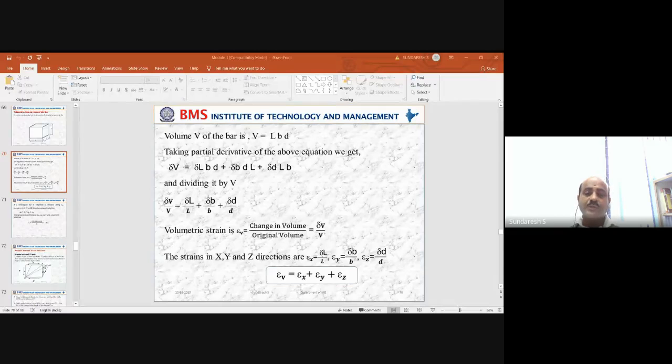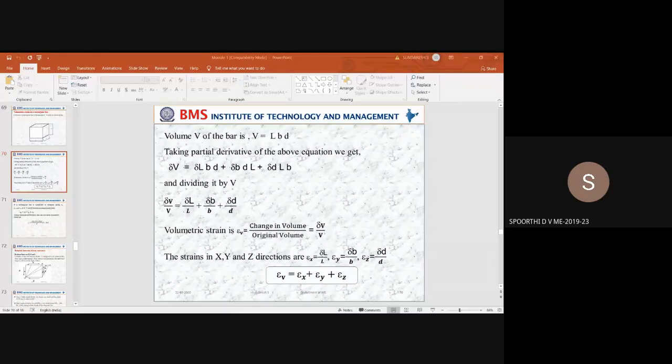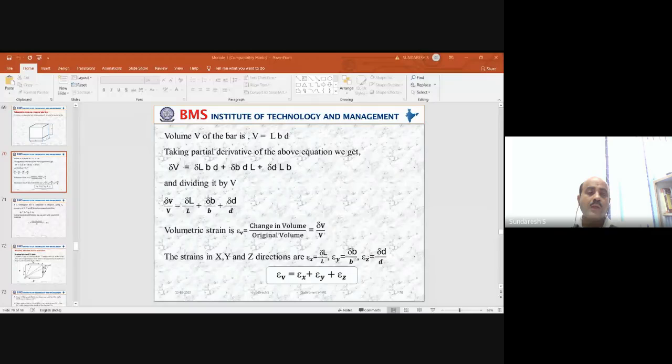Okay. So this is the expression we have got for a volumetric strain in a rectangular bar. Any clarification, my dear students? Anybody, you can ask. If you don't have any clarification, I will just proceed. Should I proceed, my dear students? Yes, sir. Okay, done.